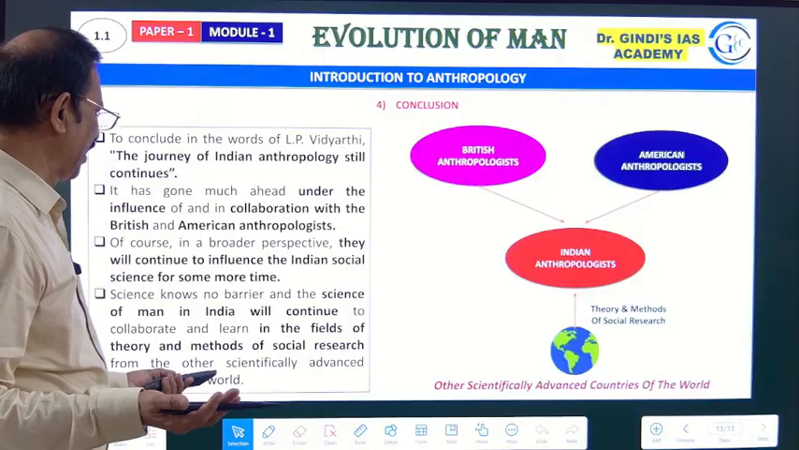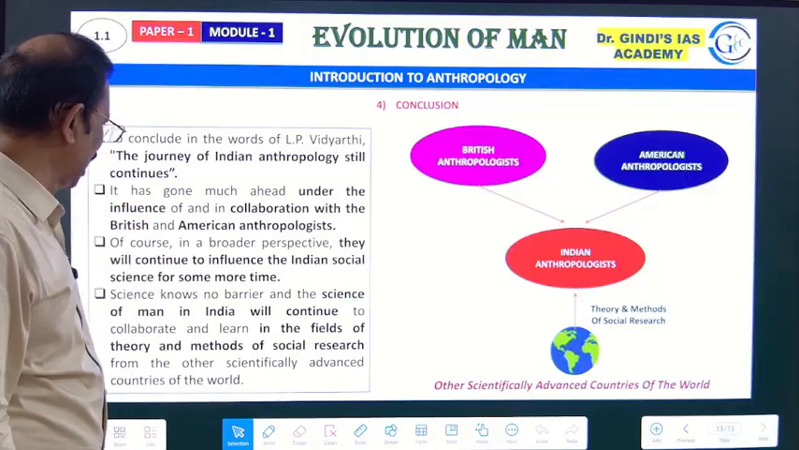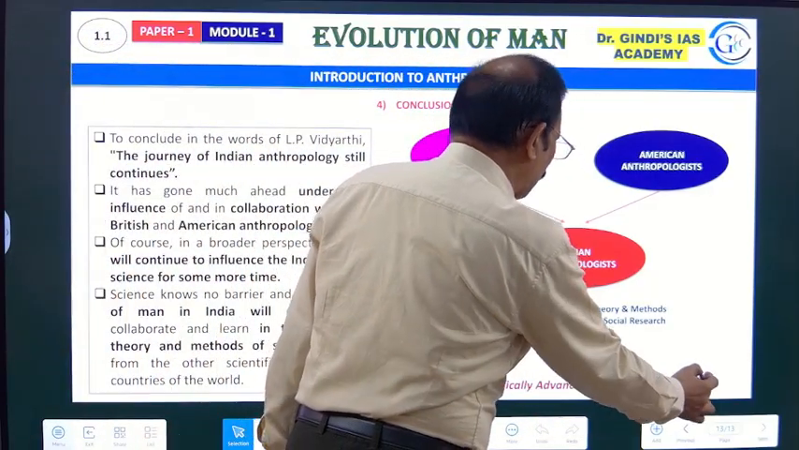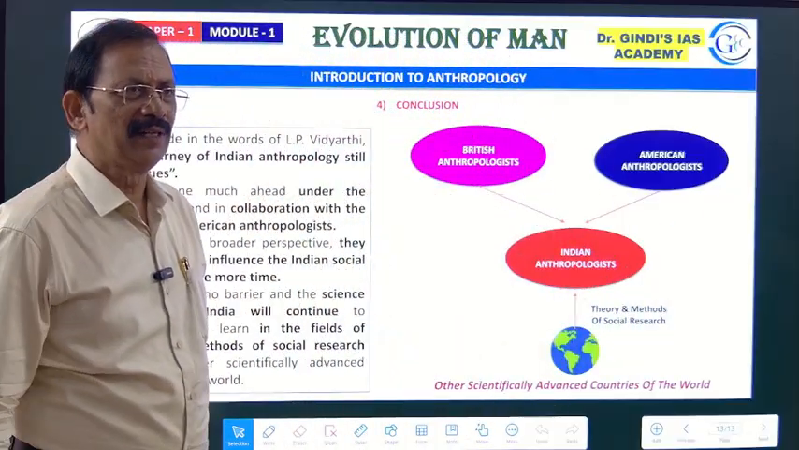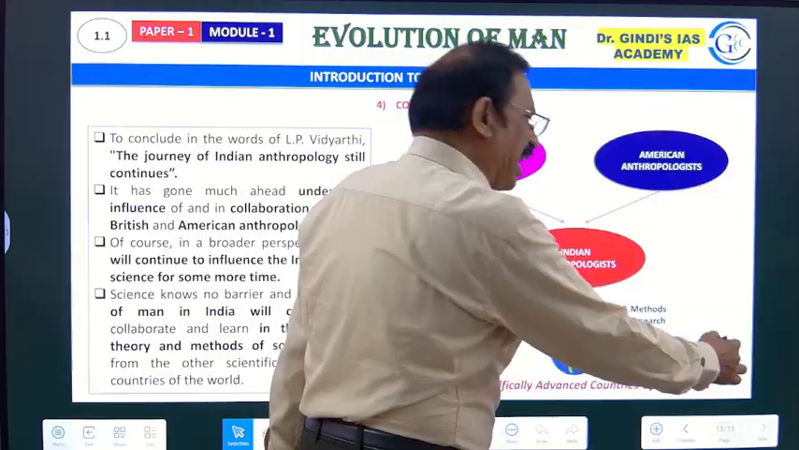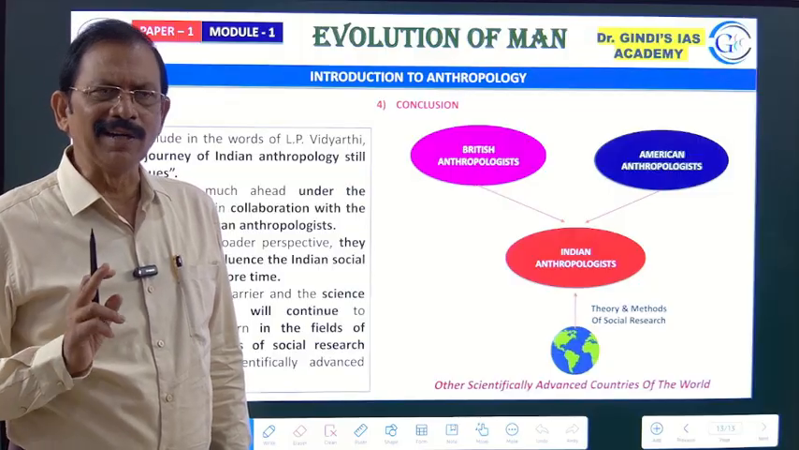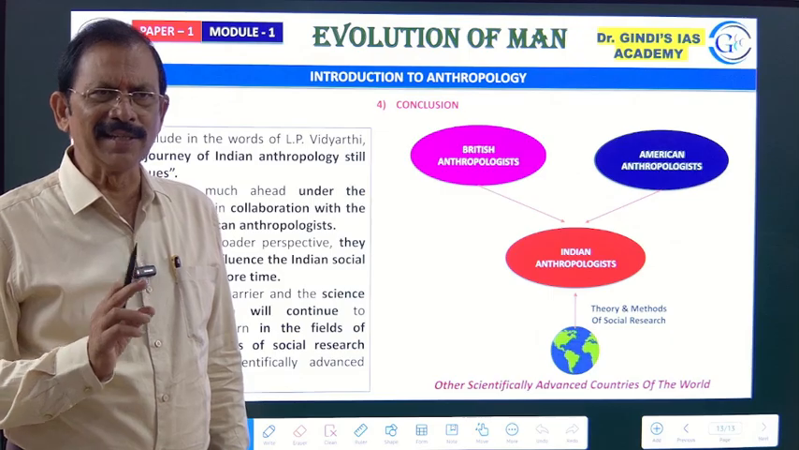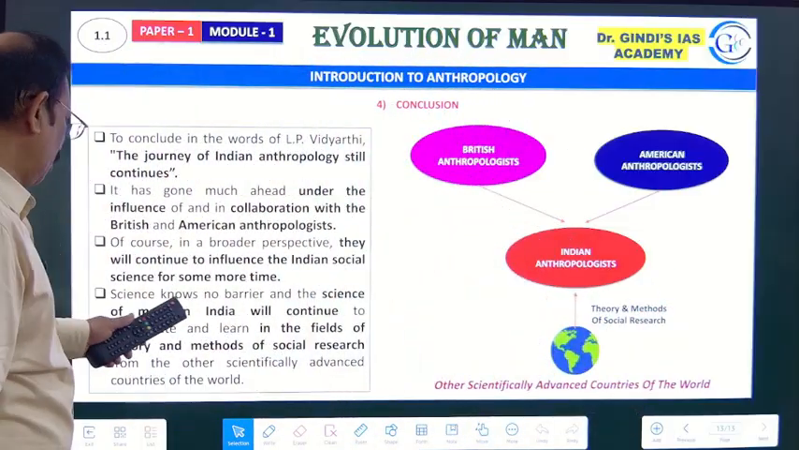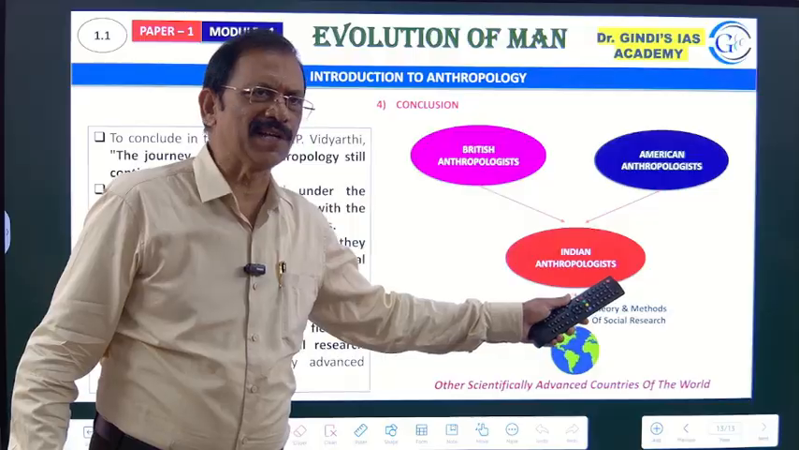Science knows no barrier, and we collaborate and learn in the fields of theory and methods of social research from the other scientifically advanced countries of the world. Yes, other scientifically advanced countries of the world, not only America and England. Different countries are there in the world. From all the scientifically advanced countries, we are learning what the methods, what the techniques, what the theories are. So all these are theories and methods of social research.